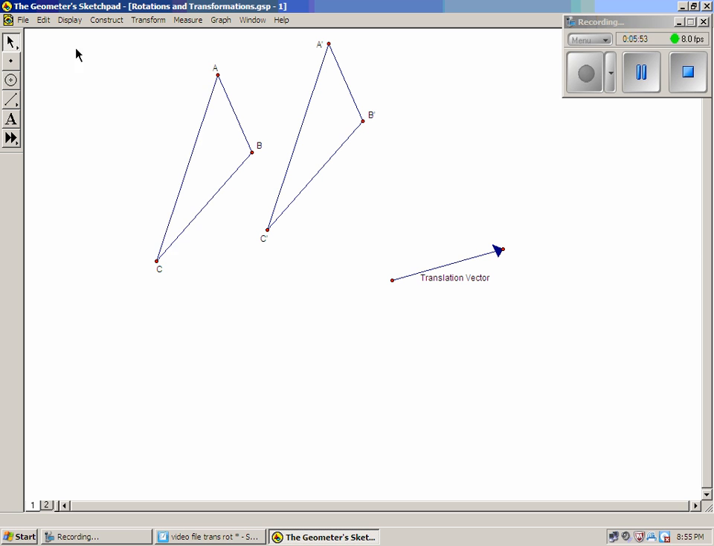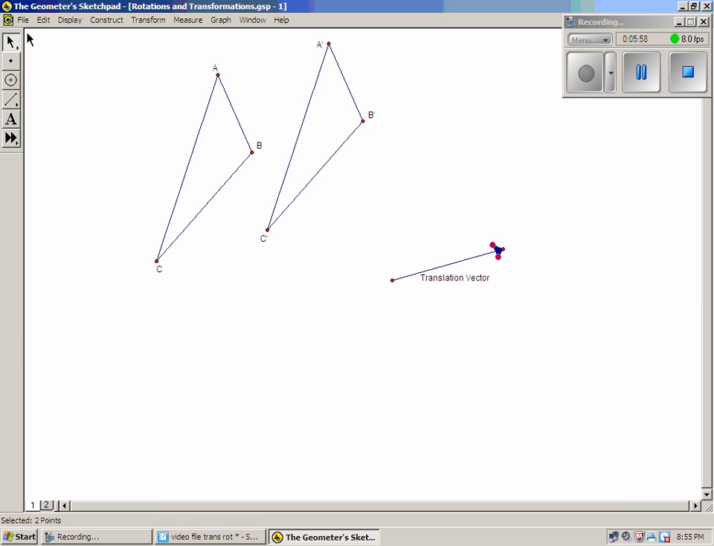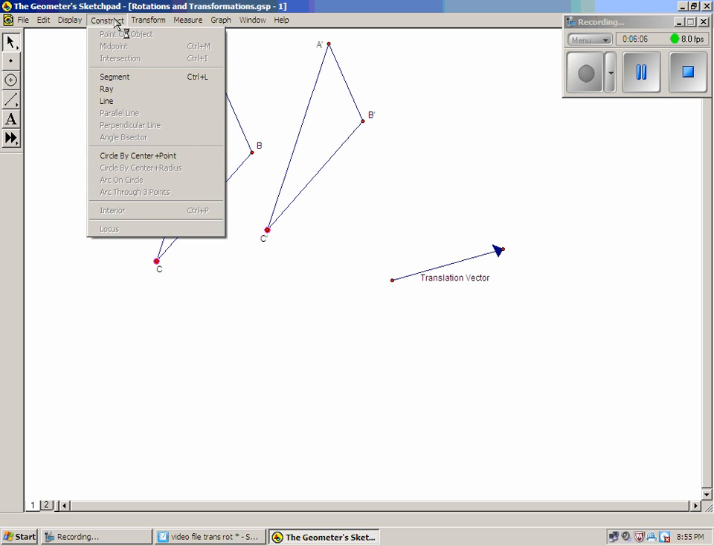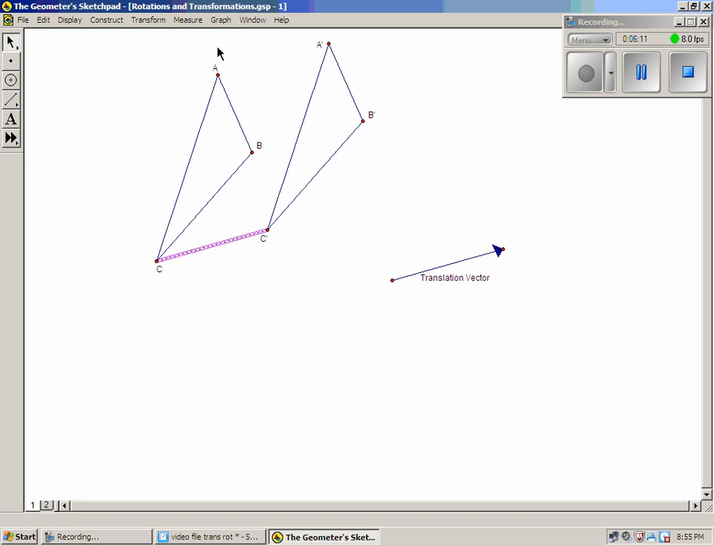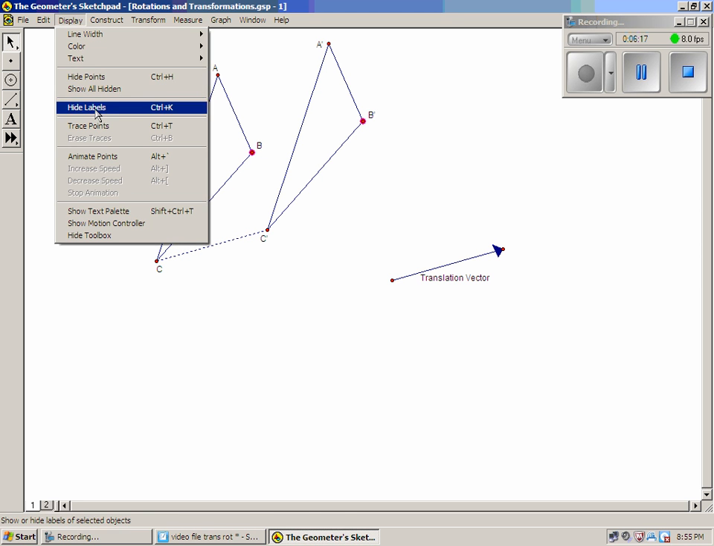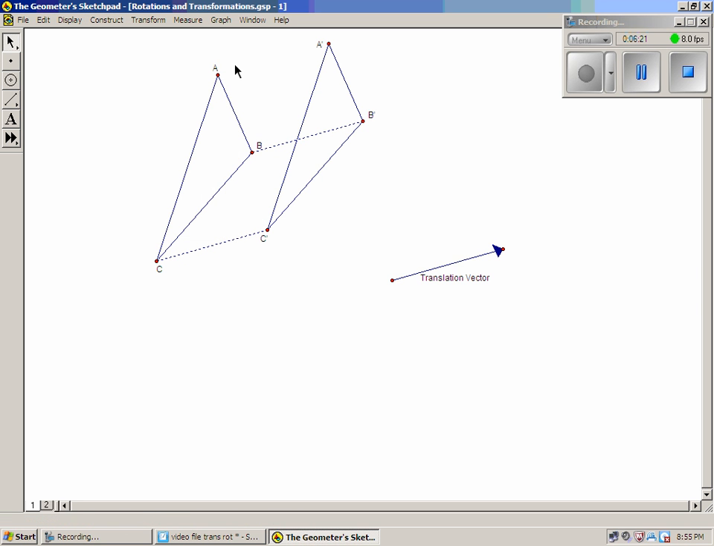Okay, I also want to notice something here. I want to connect these points. And we'll display it with a dashed line here. I want to connect these points. There we go. And I want to connect these points.